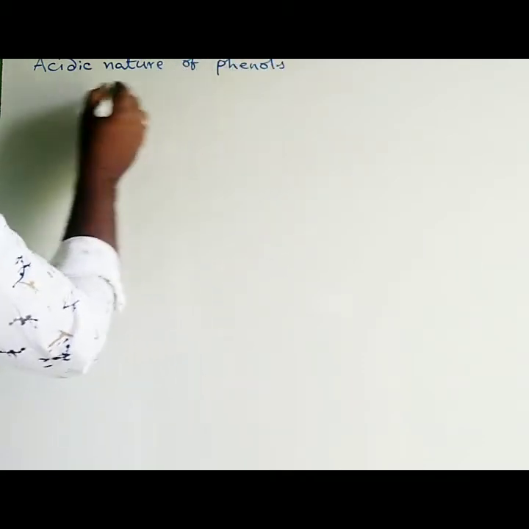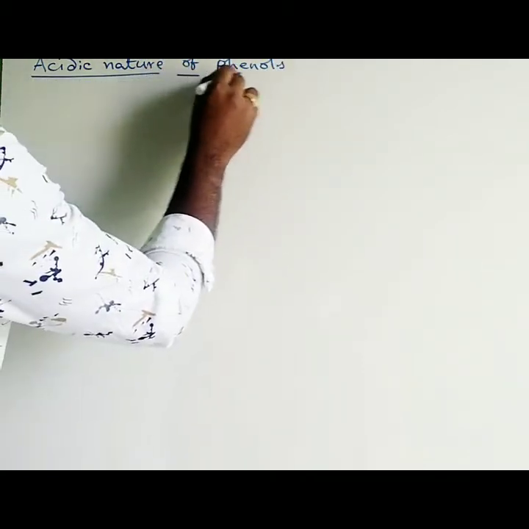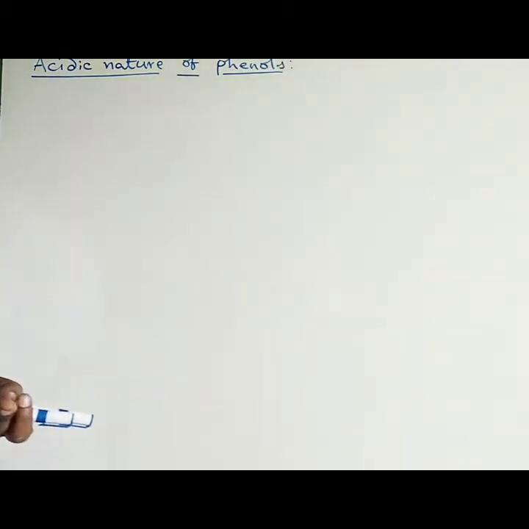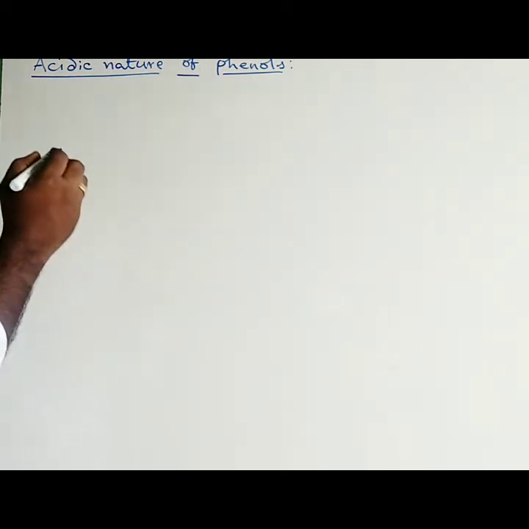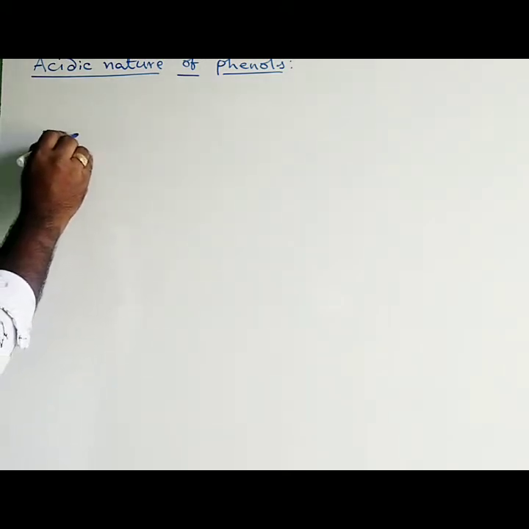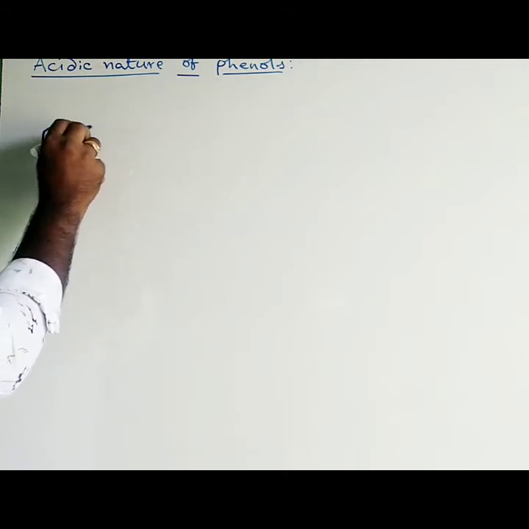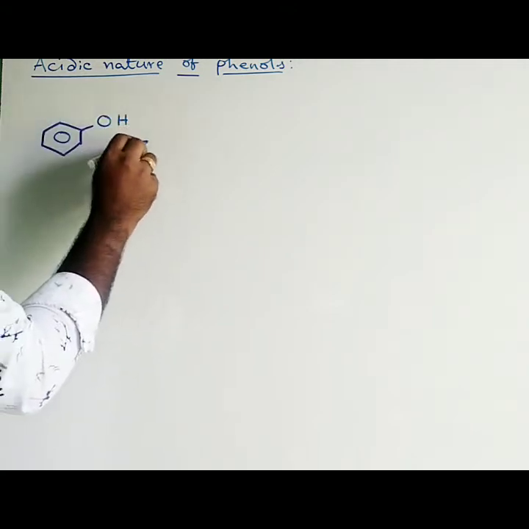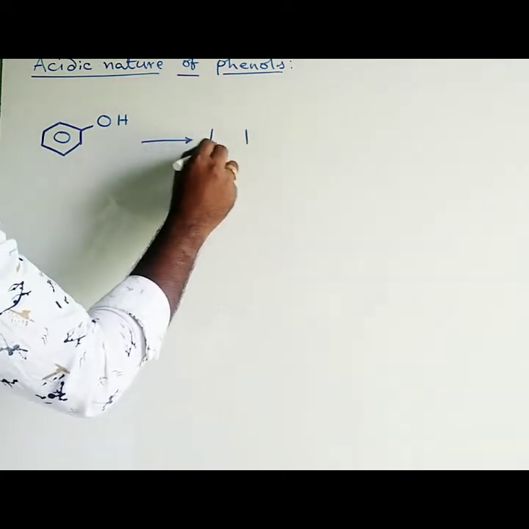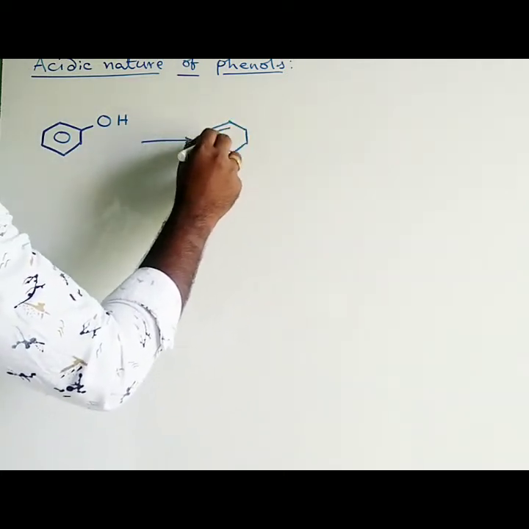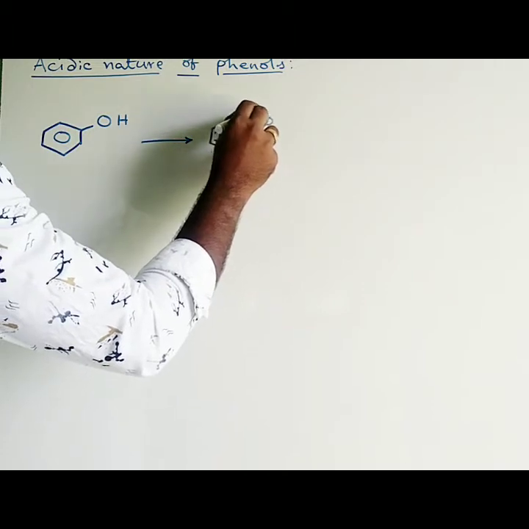In the last session we discussed the acidic nature of phenols as well as alcohols, and from that we came to know that alcohols and phenols are both acidic, but the acidic nature will be further affected by the presence of some other groups in the alcohols and phenols. But here, particularly in phenols, phenols are acidic in nature. When they ionize, they give us a phenoxide ion and a proton. So this is the phenoxide ion and the proton.